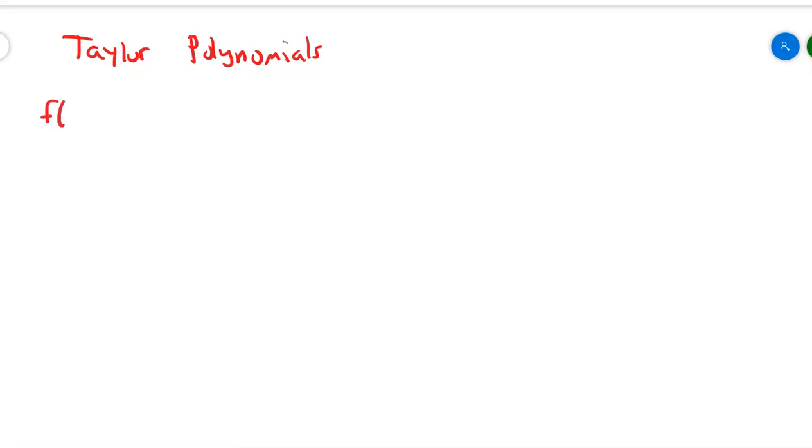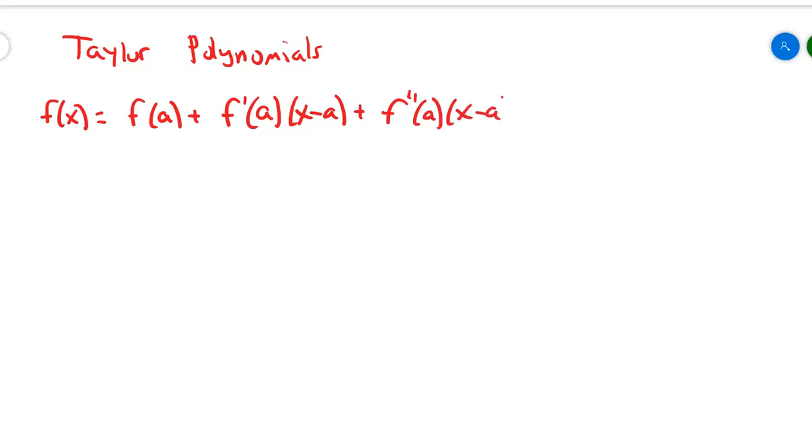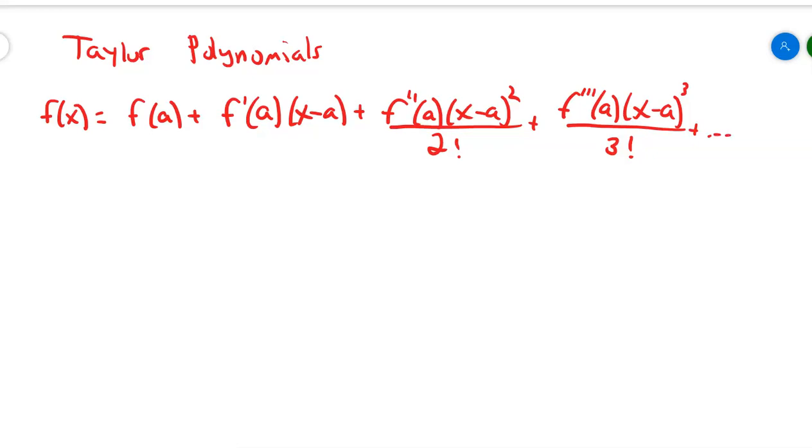That function f of x equals f of a plus f prime of a times x minus a plus f double prime of a times x minus a squared over 2 factorial. I'll do one more, and then this will just keep going, right? F triple prime times x minus a to the third over 3 factorial, etc., etc.